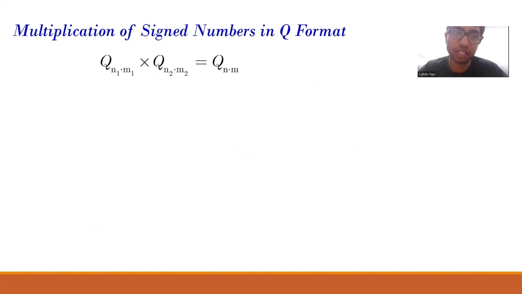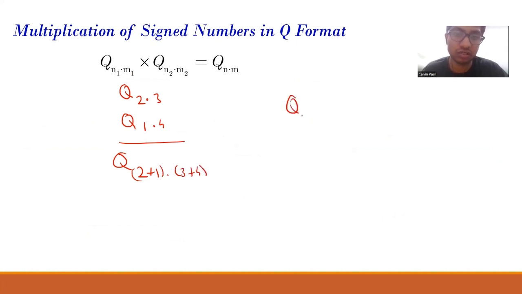Now, what will happen when I'm multiplying? Suppose I'm multiplying Q2.3 by Q1.4. What number will come out? It comes out to be Q of 2 plus 1 dot 3 plus 4, that is Q3.7. But this has one sign bit, and this also has one sign bit. So this Q3.7 will have around two sign bits. We can ignore one and make it Q2.7, which has only one sign bit.